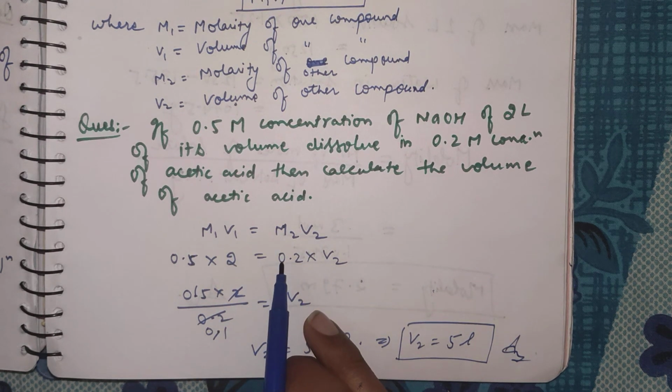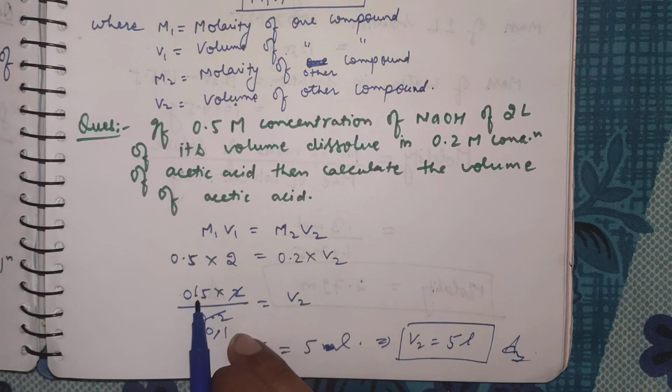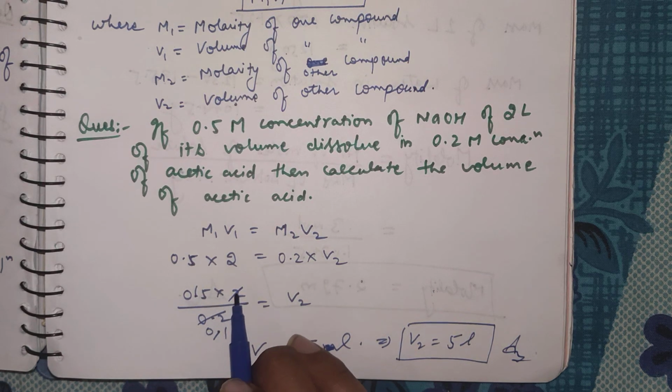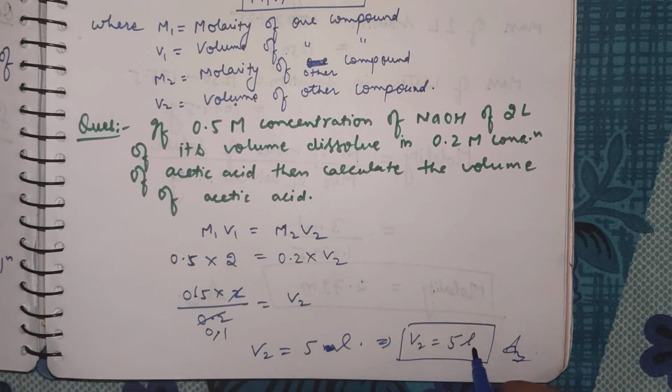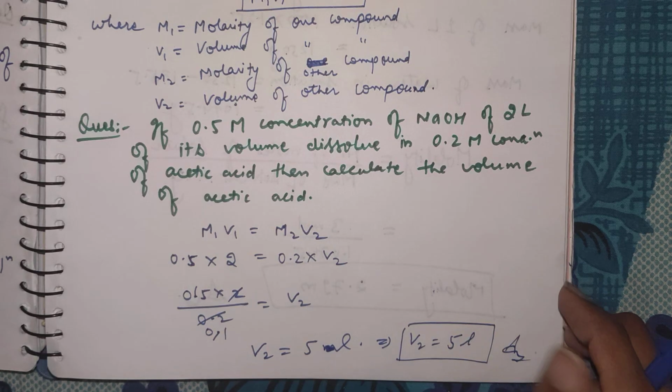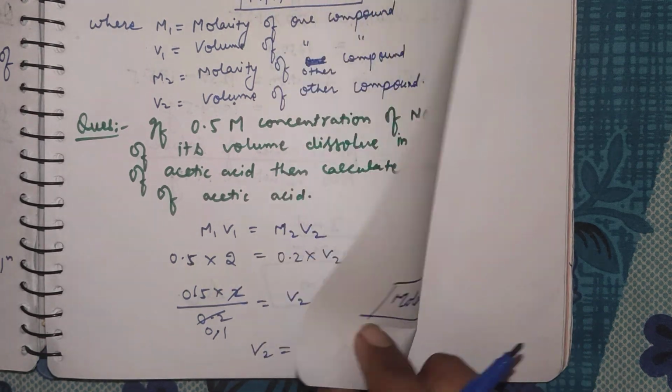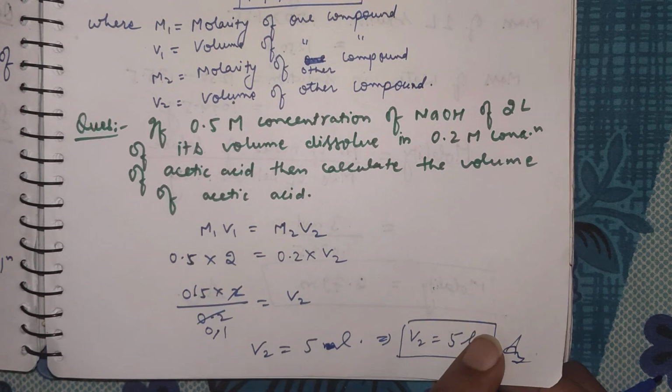According to the mathematical application, if it is in multiplication, then it will come into division on this side. So V2 is equal to 0.5 into 2 upon 0.2. The 2 will cancel, 0.1 by 0.1 times, and the point is cancelled by point. So 5 liter is the final answer we will get. So in this way we can easily calculate the molarity.